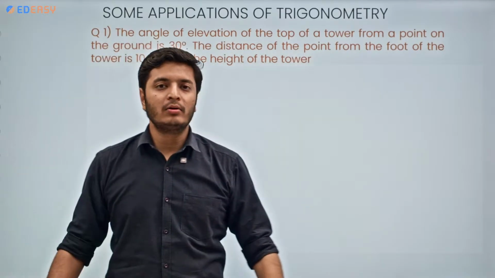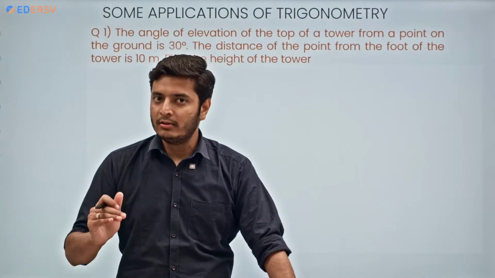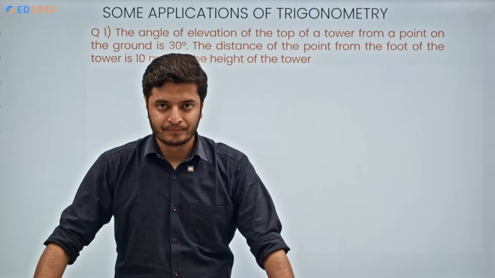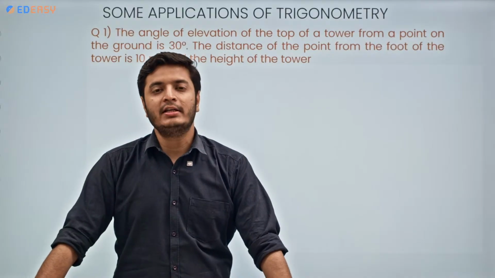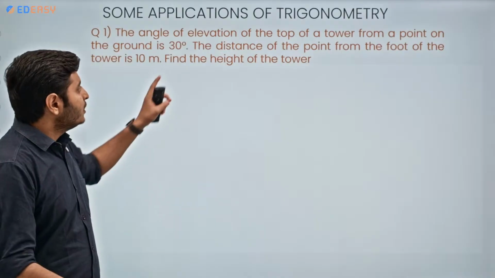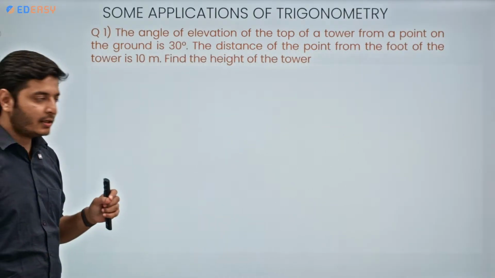If we are talking about the angle of elevation, then the observer is at the ground level, correct? He is not at the top of the tower. Then only he is able to create the angle of elevation. Otherwise, he would have been creating an angle of depression. First thing, the angle of elevation of the top of a tower from a point on the ground is 30 degree.